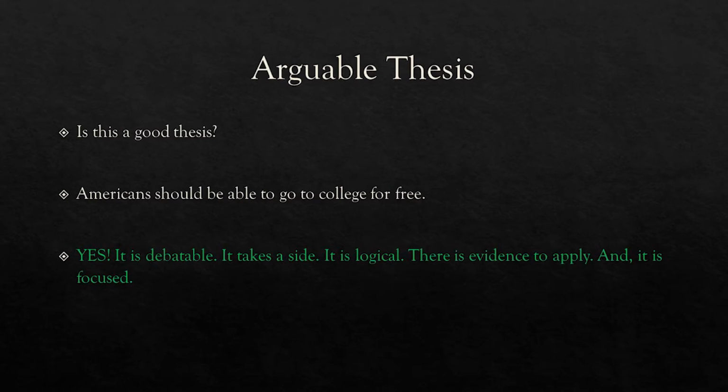Instead, write something like this. Americans should be able to go to college for free. Someone could argue with you. They could say, no, they shouldn't. That's how you know you have an argument. As long as someone can contradict your statement validly, then you have an argument.